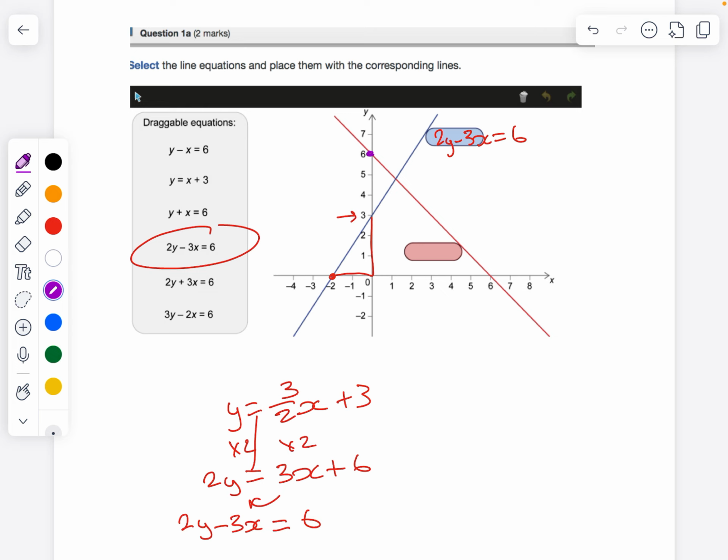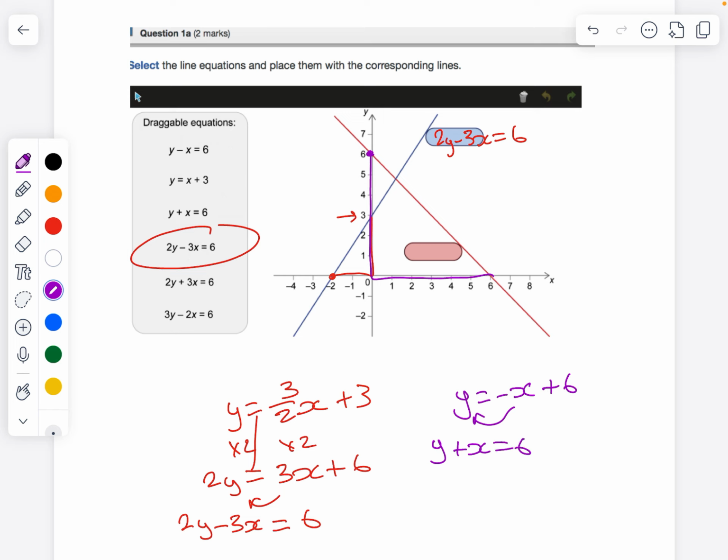Right, let's go and do the red one now. I'll do this in purple. So first thing we notice is the y-intercept is 6. And then the gradient in this question, you could do rise over run, or you could substitute that in. But if you look, you can see that it's 6 over 6, which is going to be 1, but it's going in a negative direction. Okay, so y equals negative x plus 6.